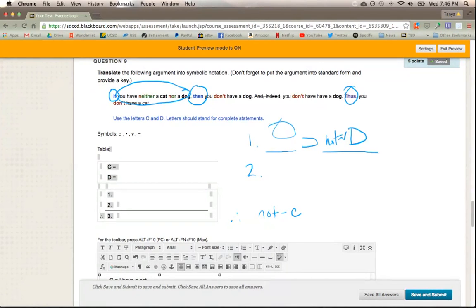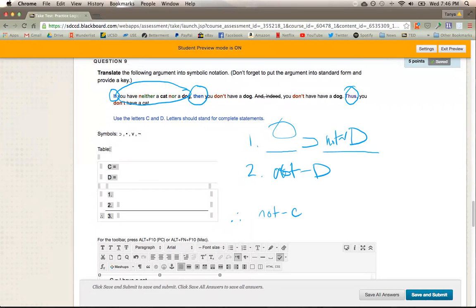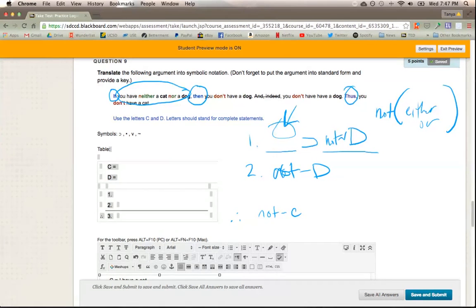Okay, so we know the neither nor part. That one's a little bit tricky. Let's save that for a moment here. What's sentence two? You don't have a dog. Okay, so that one's clear. That's not D. So I guess the last bit is just doing the translation of you have neither a cat nor a dog and sticking it in the antecedent here. So what is you have neither a cat nor a dog? There's two translations for neither nor. One is to think of it as not, and then put in parentheses here, either or. Or think of it as not and not.